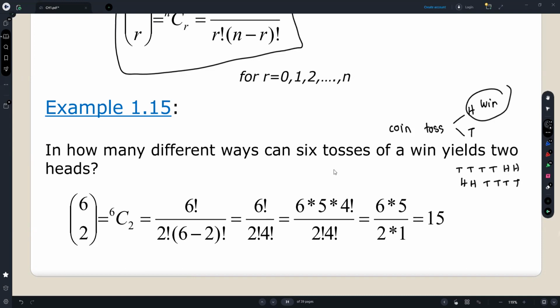So if you do the hand calculation, you can expand 6 factorial up to 4 factorial because that is the largest value on the denominator. So this 4 factorial you can cancel out. 2 factorial is 2, 2 threes are 6, 3 times 5, 15. Okay.